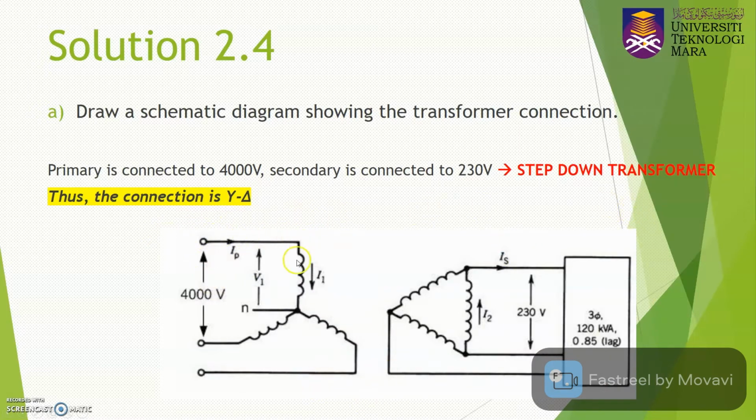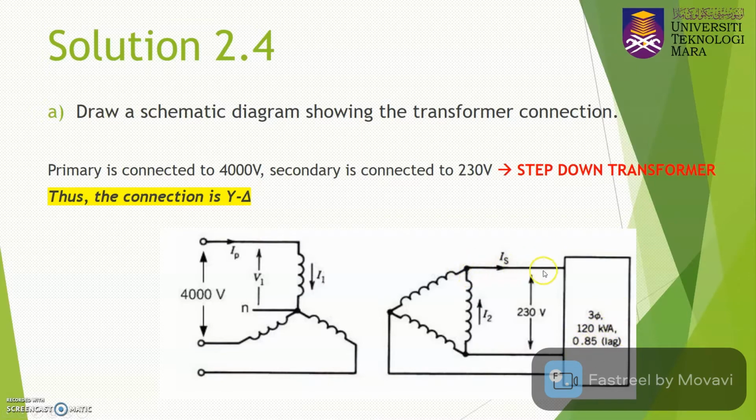Where you have a Y topology at the primary winding and a delta topology at the secondary winding. This 4000 is the value of V line-to-line at the input side, and the 230 volt is the V line-to-line at the secondary side. Based on the question also, the three-phase transformer is connected to the load. The parameters of the load are a three-phase load where S rated is 120 kVA with power factor 0.85 lagging.